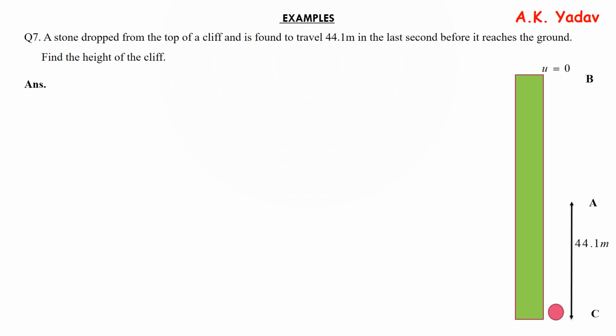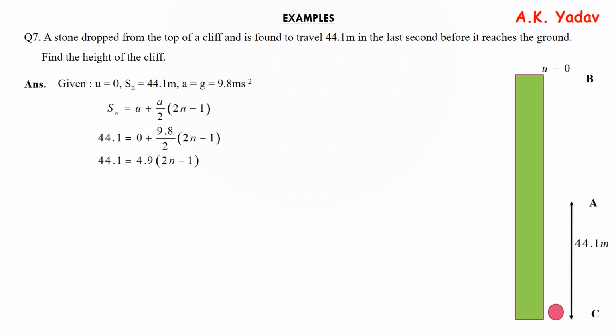44.1 meters. So u is 0, Dn is 44.1, or you can say Sn is equal to 44.1. A is equal to 9.8 because it is coming down. So we will use the equation Sn is equal to u plus a by 2, 2n minus 1. You can use Dn is equal to u plus a by 2, 2n minus 1. It doesn't matter. Okay, we put the values, and on solving we find that n is equal to 5 seconds. That means that the stone took 5 seconds to move from B to C.